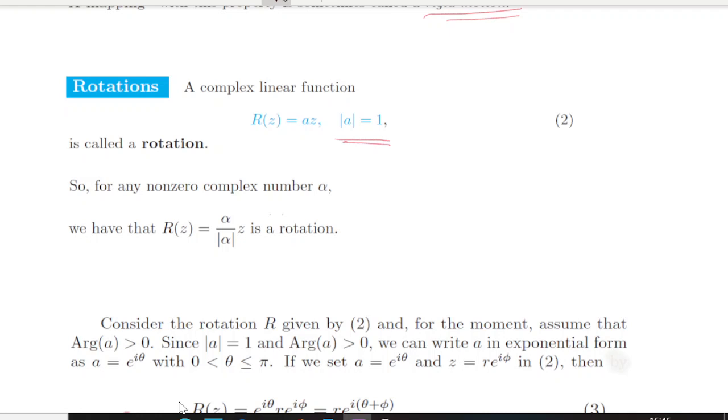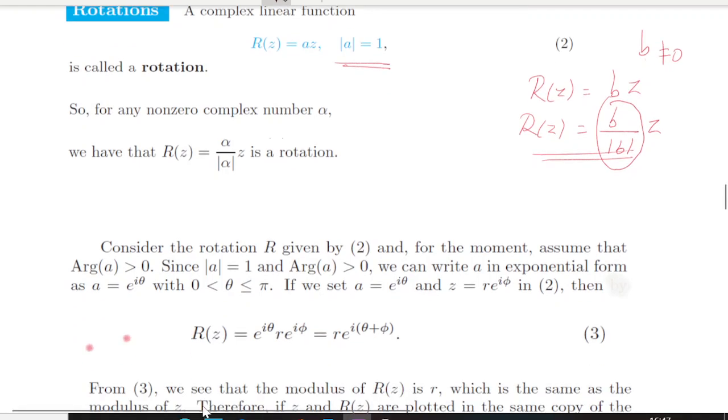See, you can have this also: R of z equal to bz. We don't know what b is, b is only a non-zero quantity. Then you can have R of z as b by modulus of b into z. Now when you take the modulus of this quantity, it is 1. So starting with any non-zero number, you can go for a rotation function. Now consider the rotation R given by equation 2.